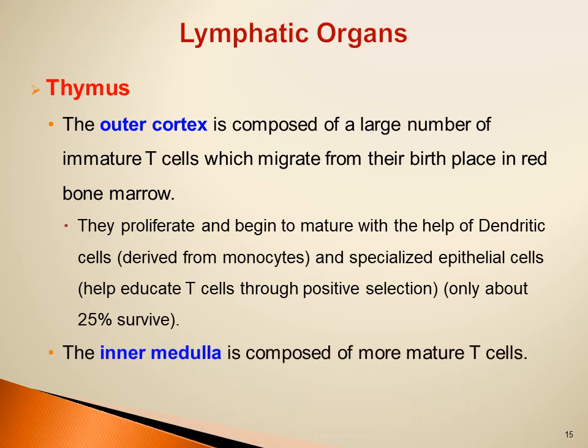The inner medulla is composed of more mature T cells. So the cortex contains mainly immature T cells that arrive from the red bone marrow, and the inner medulla is composed of more mature T cells.